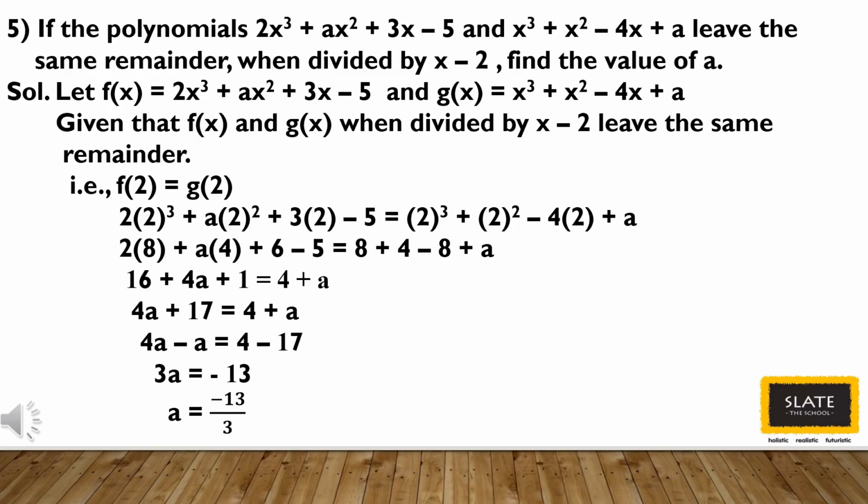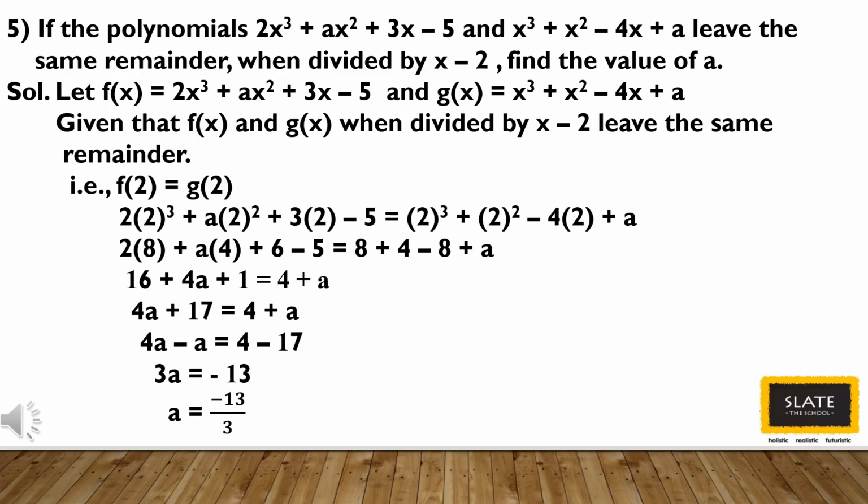It is given that f of x and g of x, when divided by x minus 2, leave the same remainder. That is, f of 2 is equal to g of 2. Now let us see the calculation part. f of 2 becomes 2 into 2 cube plus a into 2 square plus 3 into 2 minus 5, that is equal to g of 2, which becomes 2 cube plus 2 square minus 4 into 2 plus a.